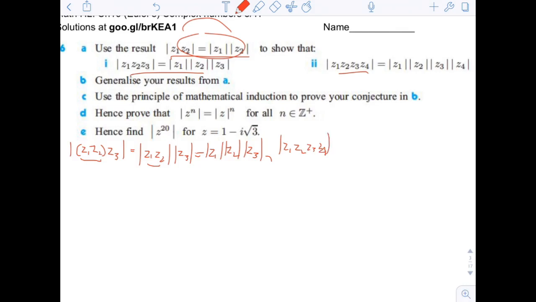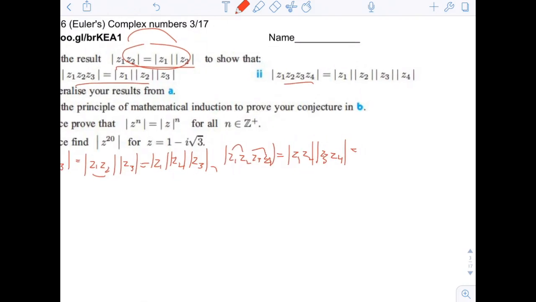I could divide this up into 2 sets. I could divide it into 2 complex numbers multiplied together, so that would be equal to the modulus of z1 z2 times the modulus of z3 z4, and that's equal to the modulus of z1 times the modulus of z2 times the modulus of z3 times the modulus of z4. Okay?